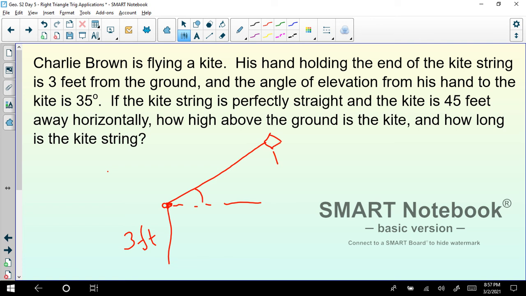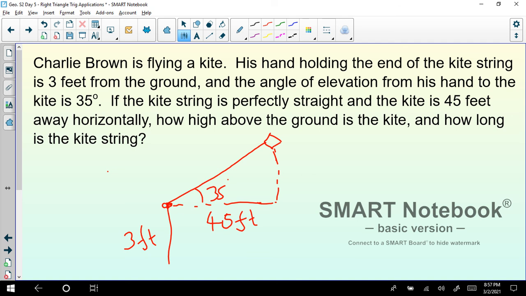This particular angle is 35 degrees, I'm telling. The angle of elevation from his hand to the kite is 35 degrees. If the kite string is perfectly straight and the kite is 45 feet away horizontally, so this distance is 45 feet. The horizontal distance of the kite is 45 feet. How high above the ground is the kite?